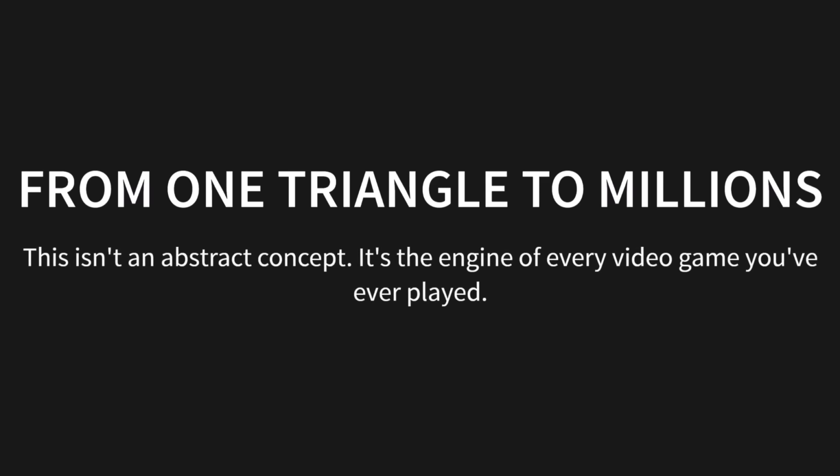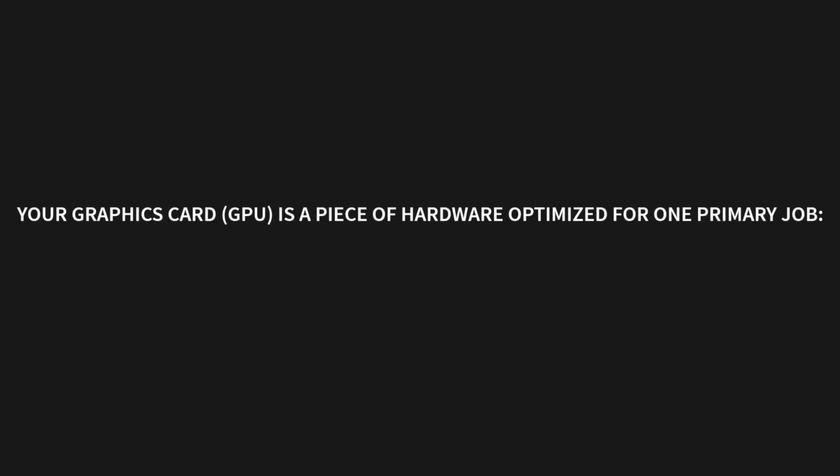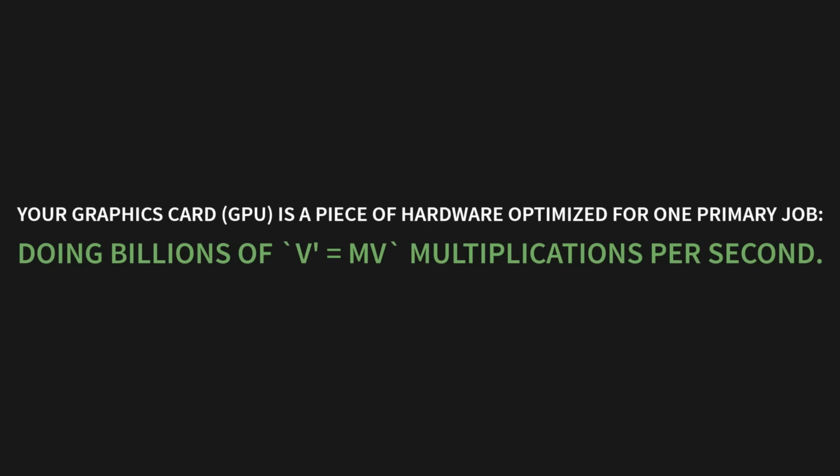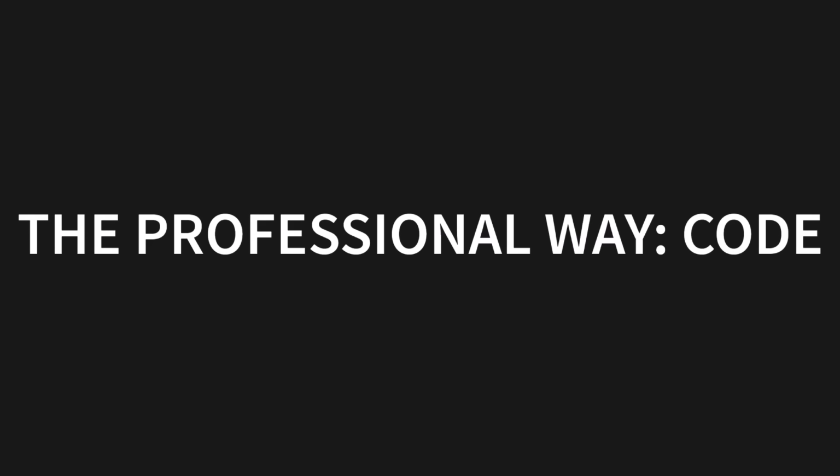Now, from one triangle to millions. This isn't some abstract concept. It is the engine of every video game you have ever played. Your graphics card, your GPU, is a piece of hardware optimized for one primary job: doing billions of v prime equals Mv multiplications per second. So let's see how the professionals do it, with code.